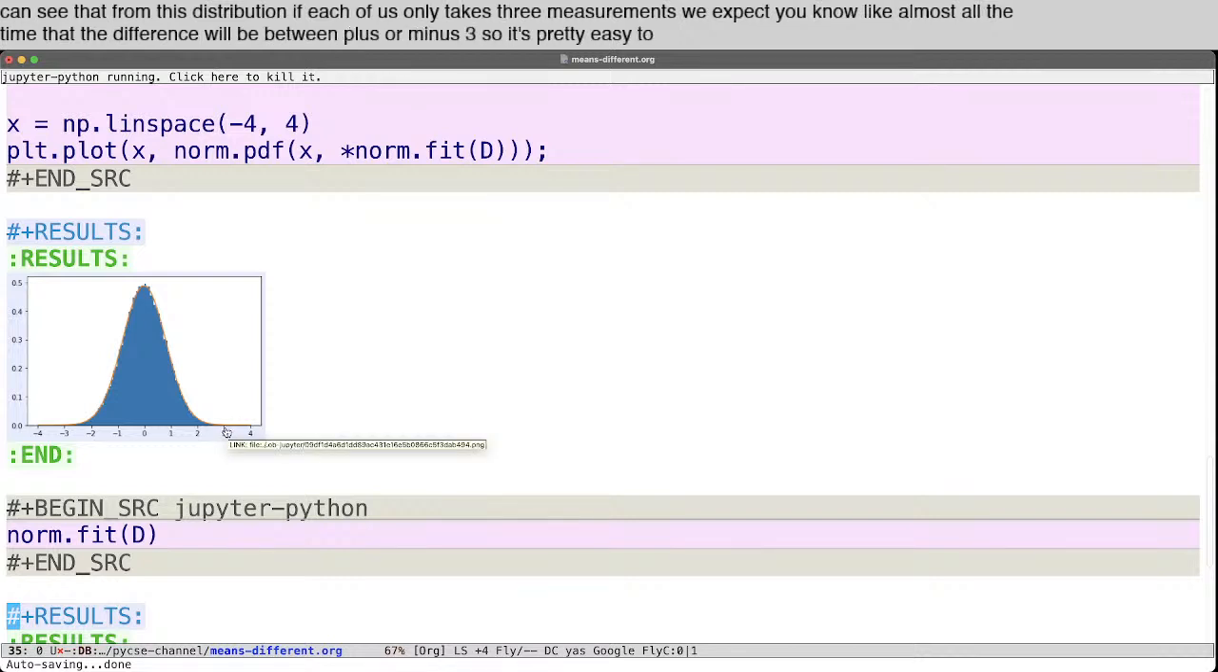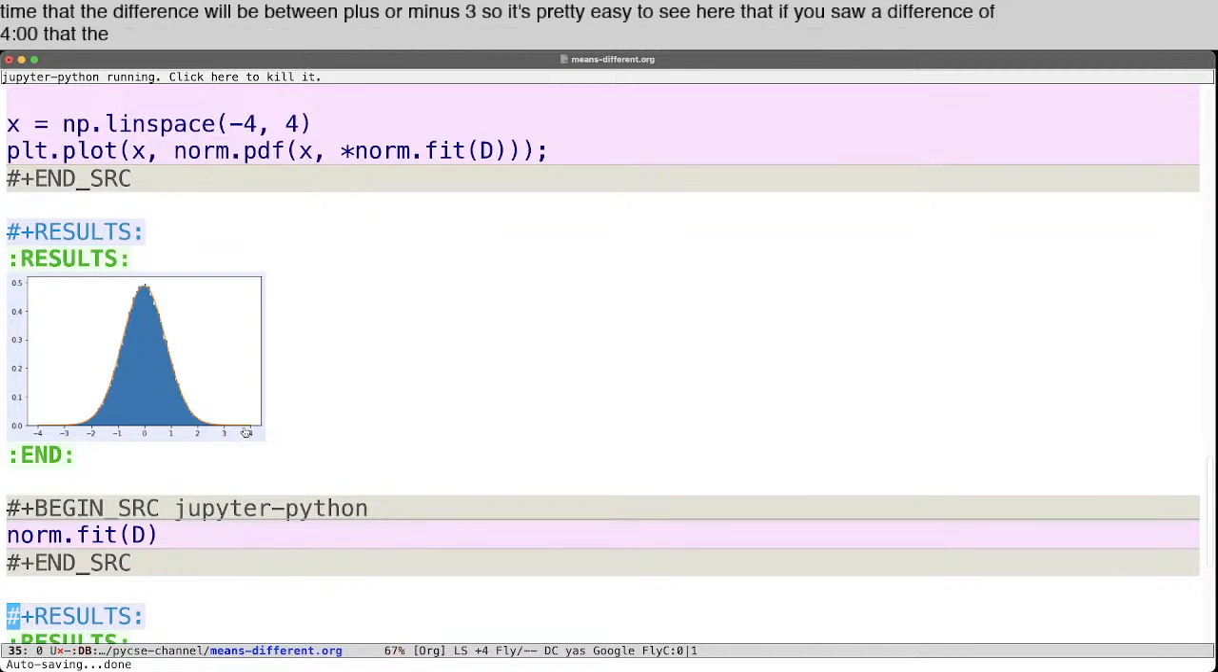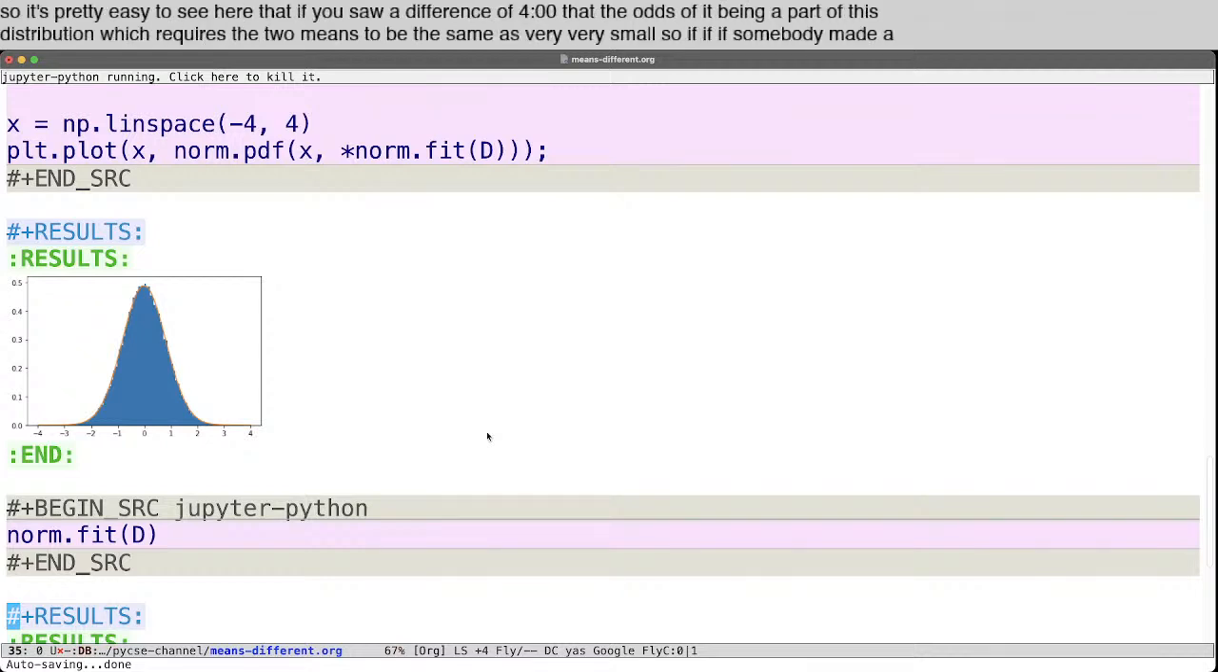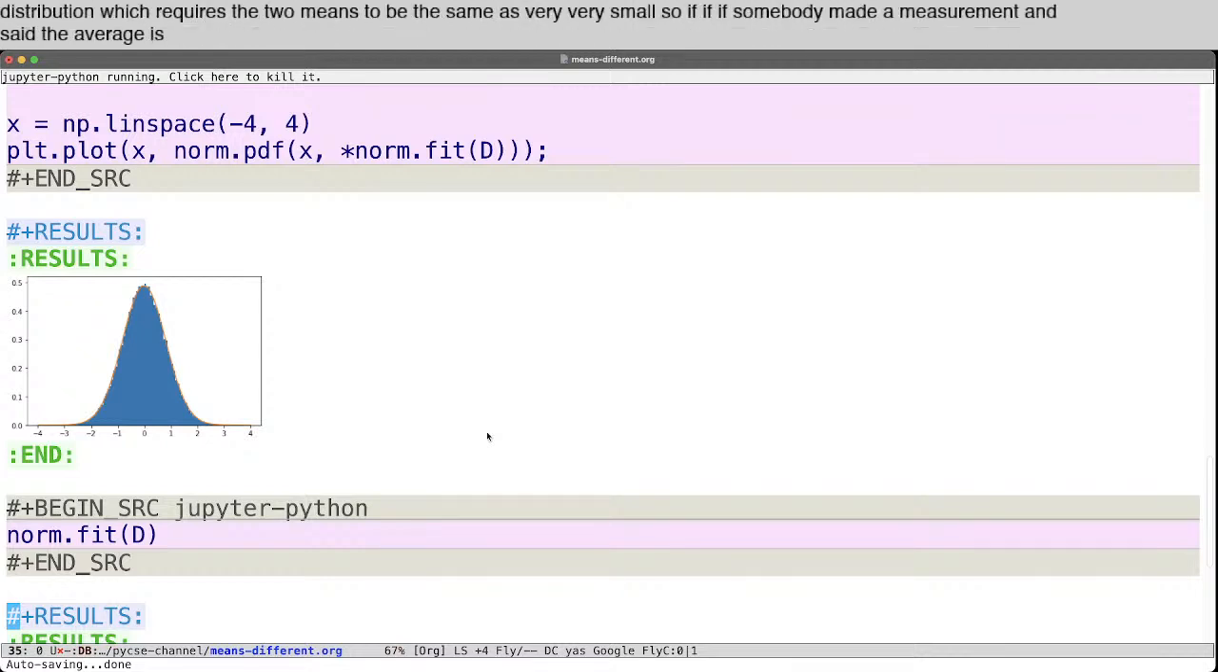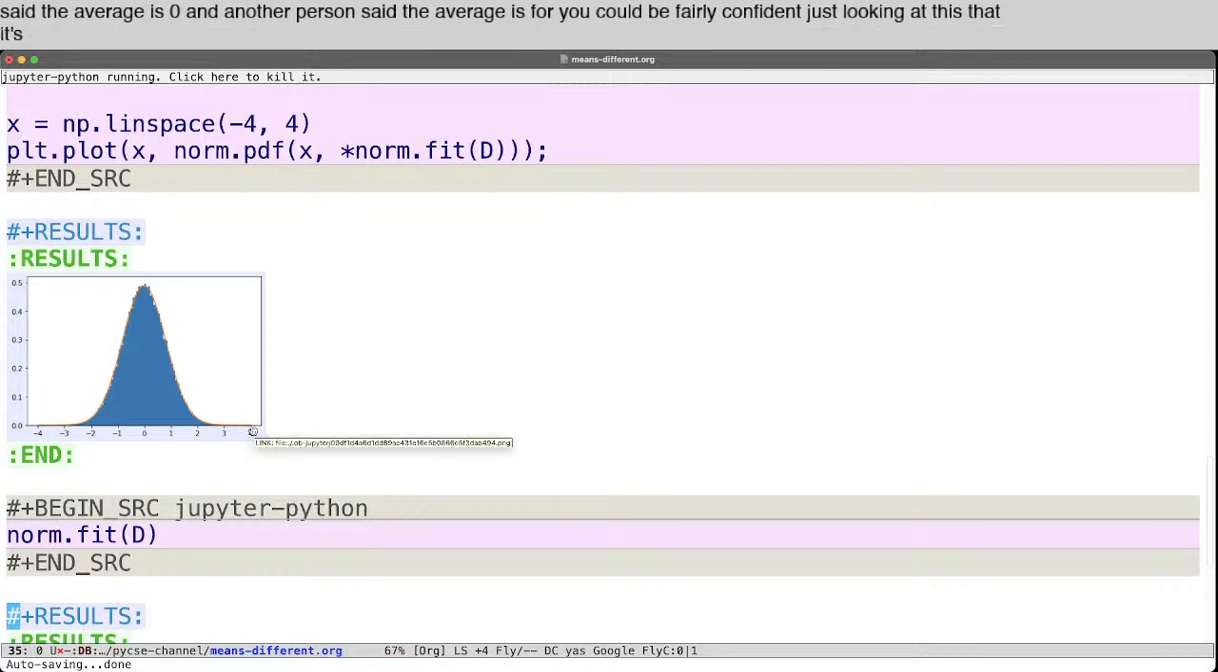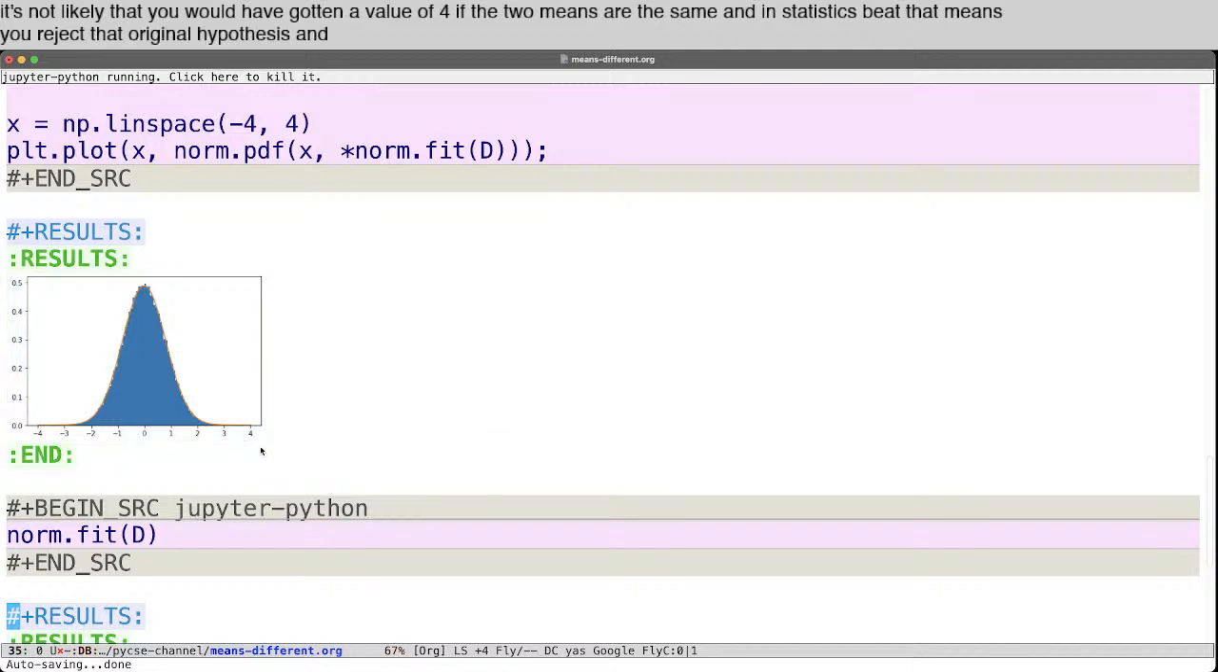So it's pretty easy to see here that if you saw a difference of 4, the odds of it being part of this distribution, which requires the two means to be the same, is very, very small. So if somebody made a measurement and said the average is 0, and another person said the average is 4, you could be fairly confident just looking at this that it's not likely that you would have gotten a value of 4 if the two means are the same. And in statistics speak, that means you reject that original hypothesis and conclude that they're different.